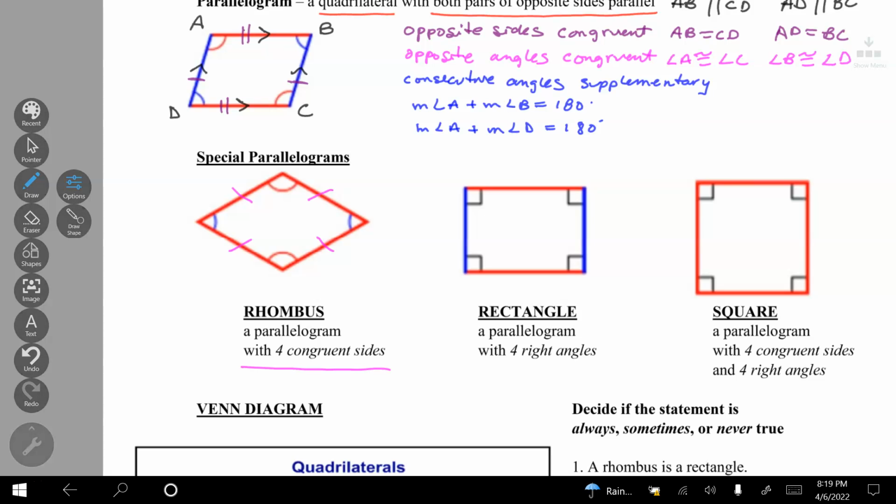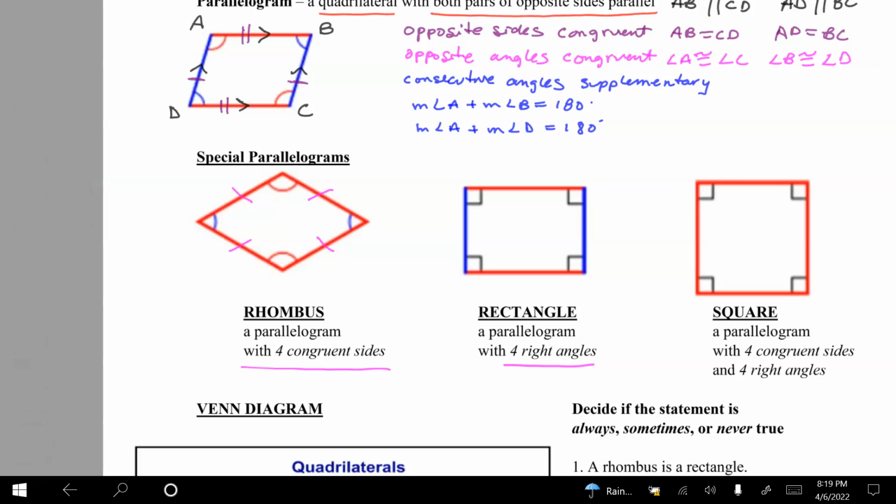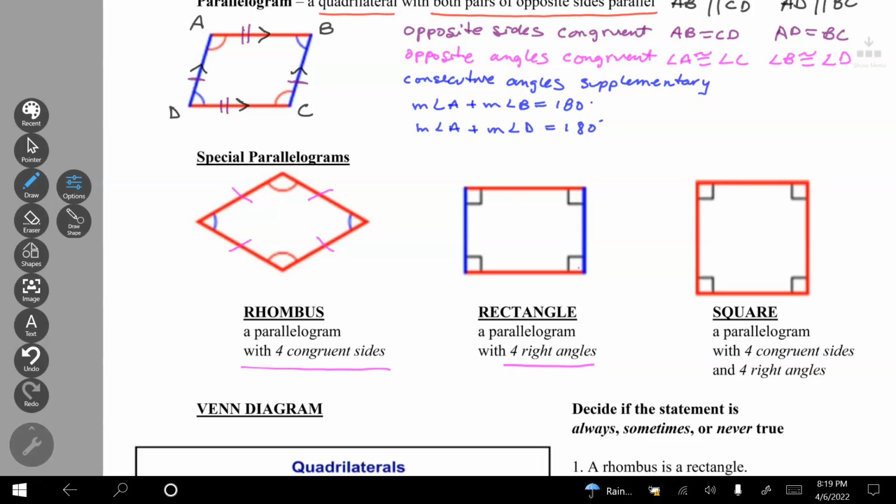A rectangle has 4 right angles, so each one of these angles is a right angle. Notice opposite sides are congruent, but not all 4 of them are the same. And finally, a combination of the two is a square. A square has 4 congruent sides, 1, 2, 3, 4, all 4 sides are the same length, and all 4 angles are 90 degrees like a rectangle. So a square is a rectangle, and a square is also a rhombus.